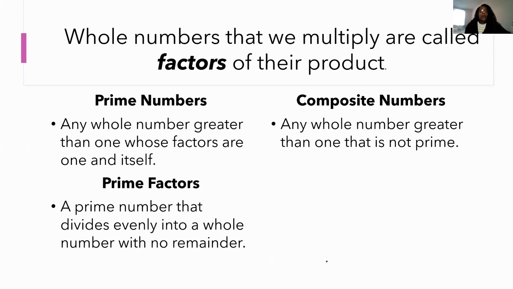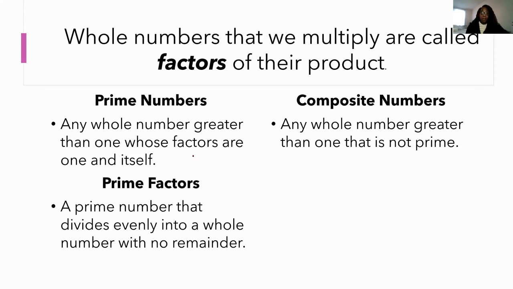There we go. Whole numbers that we multiply are called factors of their product. The word product deals with multiplication, and the numbers you use to multiply are your factors. The types of numbers you use are also prime numbers and composite numbers. We talked about prime and composite before when we were breaking down square roots. Prime numbers are any whole numbers greater than 1 whose only factors are 1 and itself.